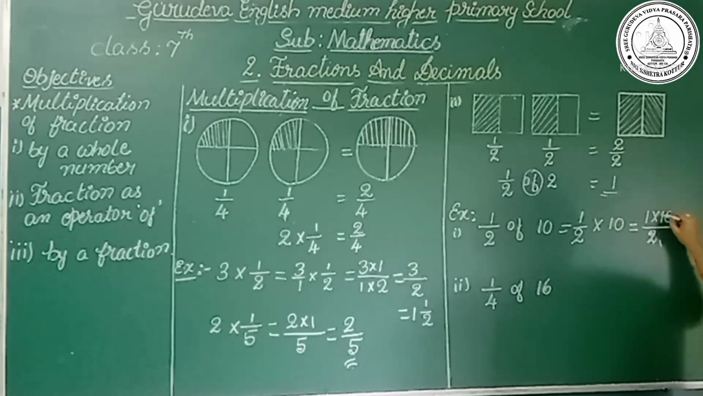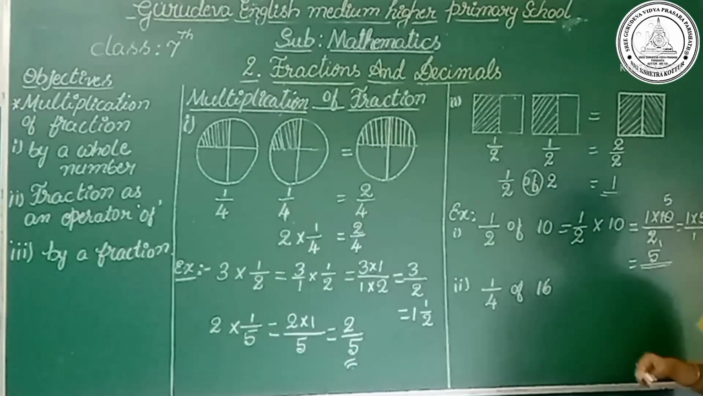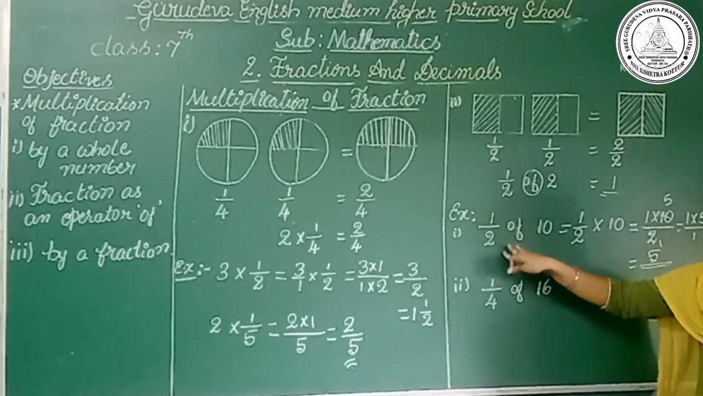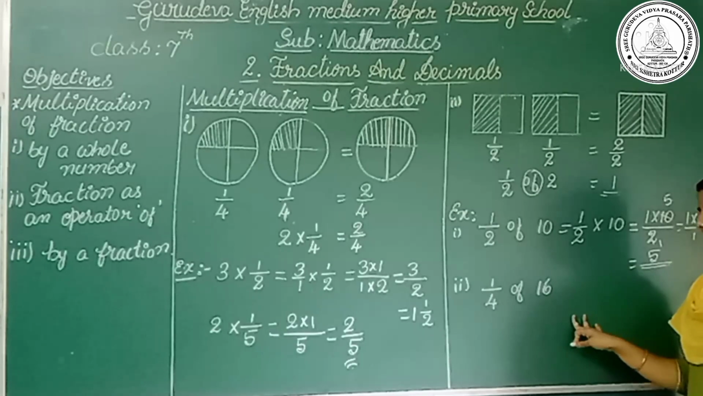2 ones are 2, 2 fives are 10. Okay. So which is equal to 1 into 5 divided by 1. So 1 fives are 5. So divided by 1 is there, so it is not necessary to keep it in the denominator. Okay. So the product of half of 10 is 5. Is it clear? So with the same type, solve this example.